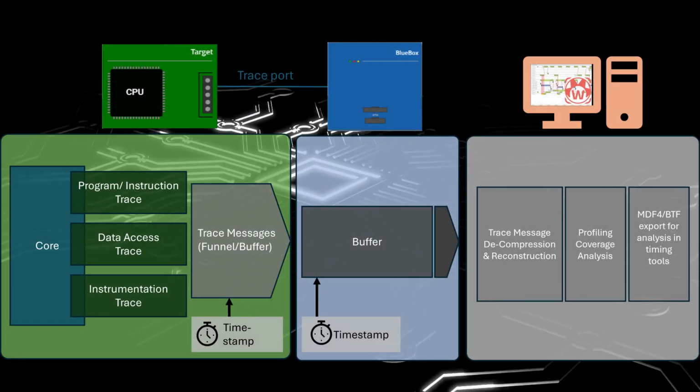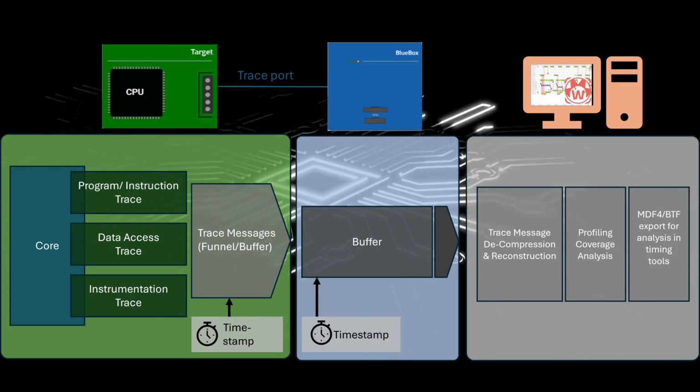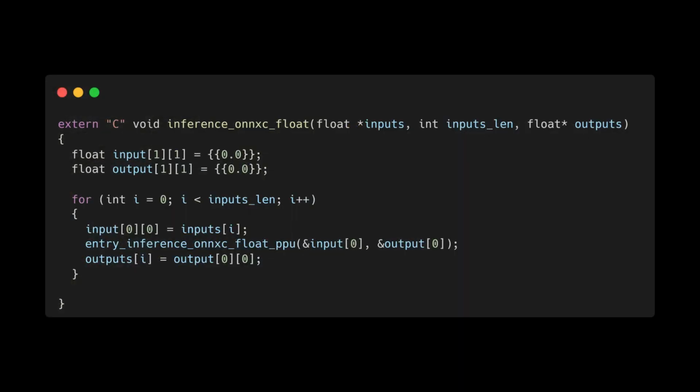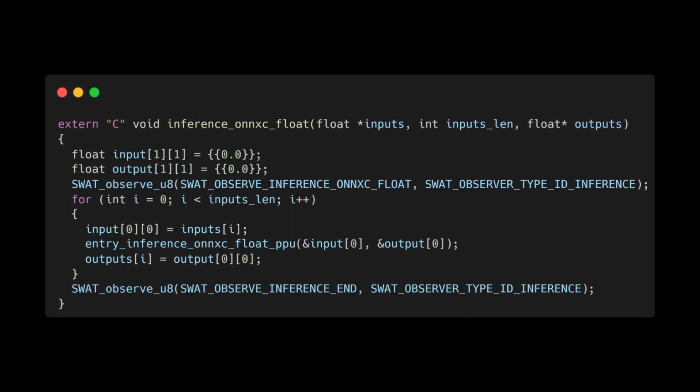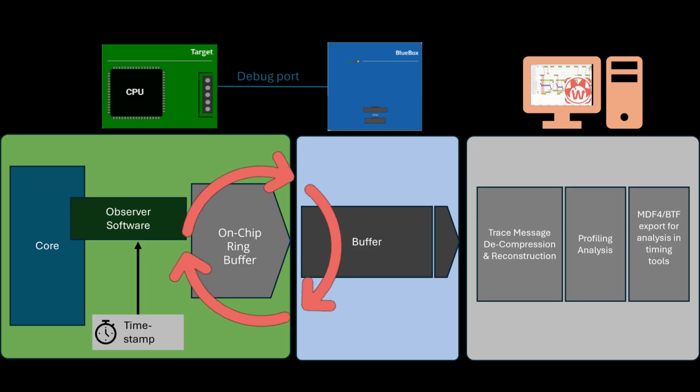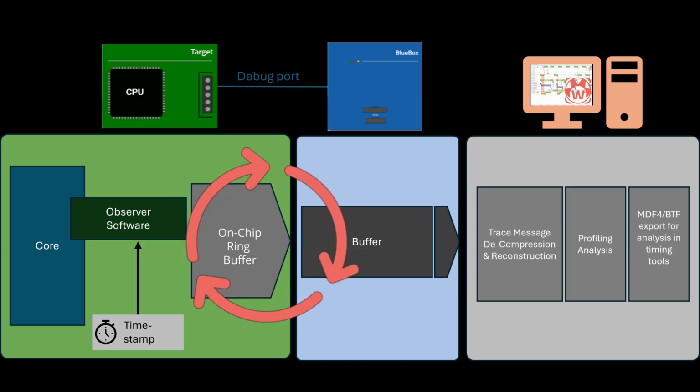But the dedicated on-chip tracer logic required for that? It's not available on all microcontrollers. The tasking software trace tool fills this gap. By adding observer calls at points of interest, SWAT logs events into memory. Using the Blue Box debugger and a clever log-free algorithm, these events are continuously streamed off-chip.